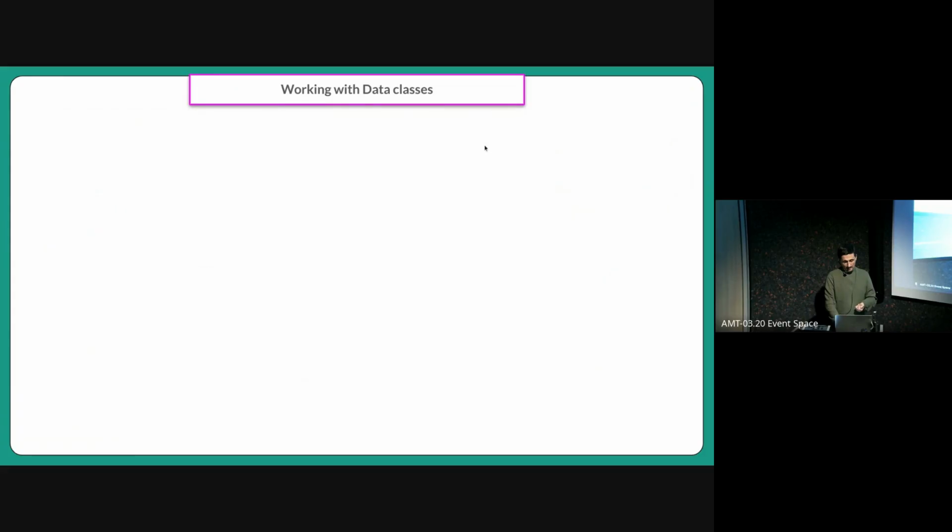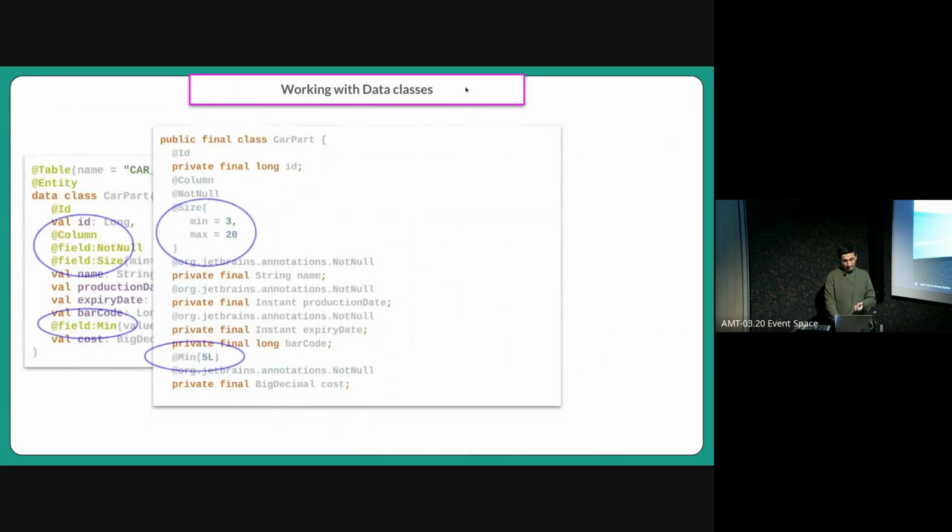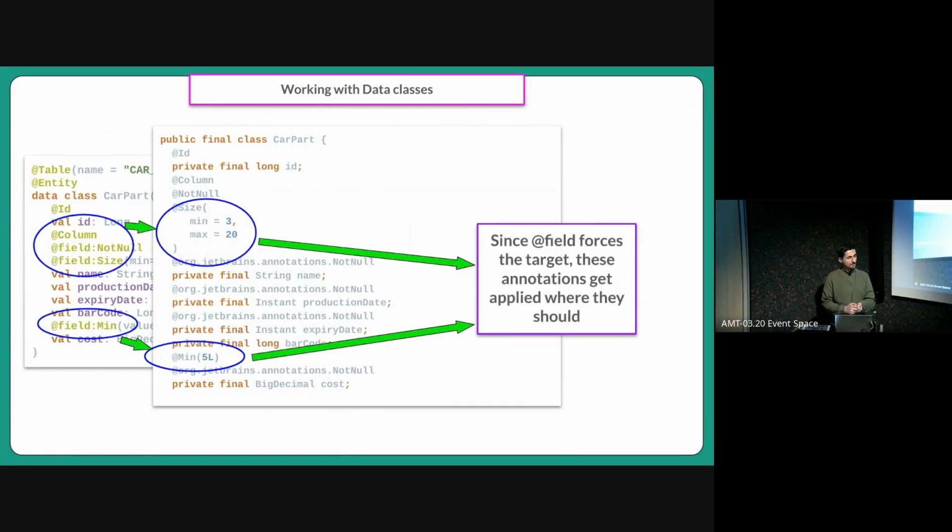And so when we apply this field prefix, this use-site target, before the annotation, then we are forcing Kotlin to choose the field of the class to apply this annotation. So all of that works. And actually, this was so simple. And this works for all the other kinds of use-site targets that we can choose for different kinds of annotations. In this case, I'm just using validations, but this could be for anything else.